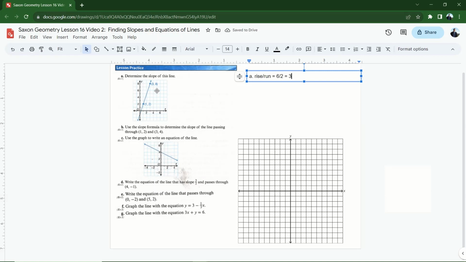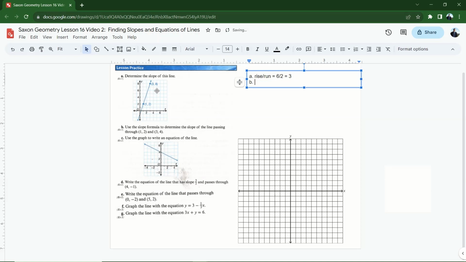What that means is for every 3 I go up, the run is 1, because 3 is 3 over 1, right? So it's 3 up over 1. How do I know it's up and not down? Well, 3 is positive. A positive slope means I go up for my rise and then over to the right. I always go over to the right, even if the slope is negative. So up 3 over 1. I could also go up 6 over 2. Same thing.